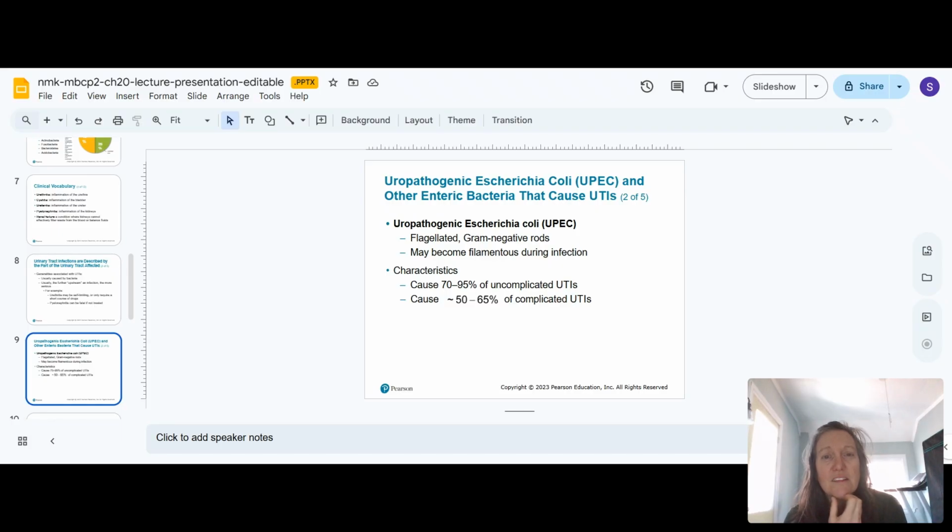Okay. So these uropathogenic E. coli are flagellated. They have flagella. They can move about, and they're gram-negative rods. And they can even become filamentous during infection. So they can change their morphology based on where they are in the body and what they're doing. And so typically these will cause up to 65% of complicated UTIs and up to 95% of uncomplicated UTIs. And that's a difference defined by the presence of catheters and other conditions in the body.